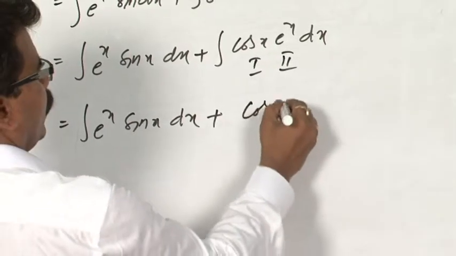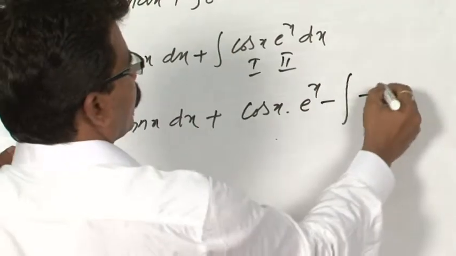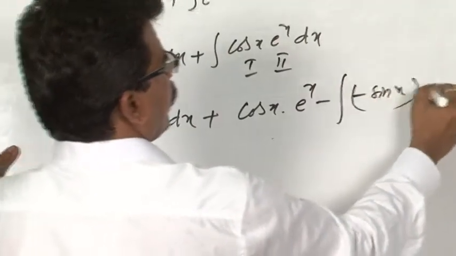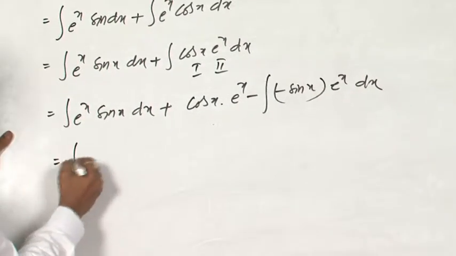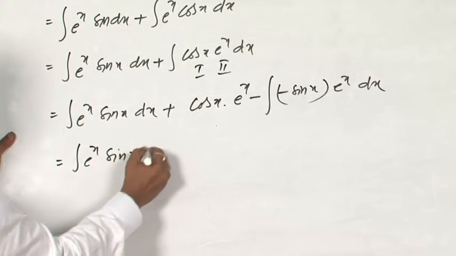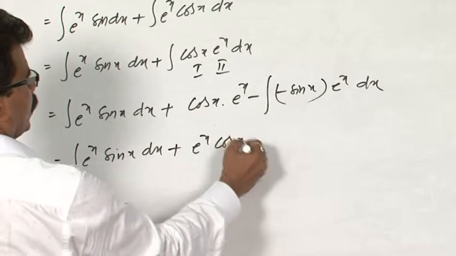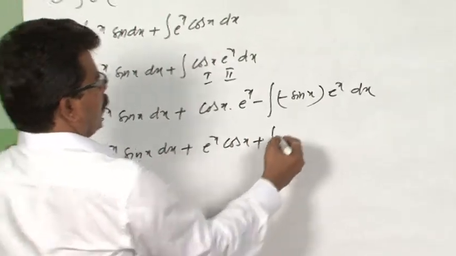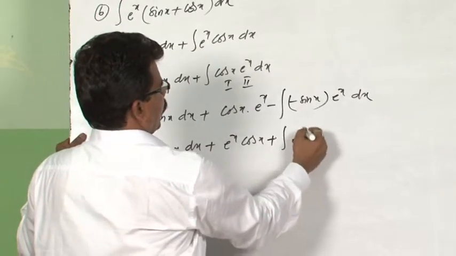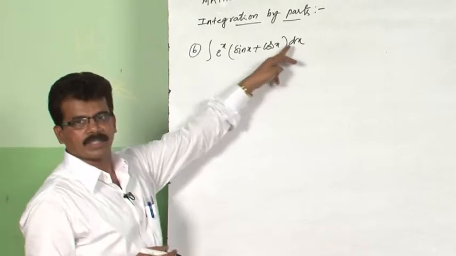First function, integration of second function, minus integral of derivative of first function, integration of second function dx, that is equal to integral e power x sin x dx plus e power x cos x minus of minus, plus integral e power x sin x dx. Now, we will solve a function of the form integration e power x (sin x plus cos x) dx.